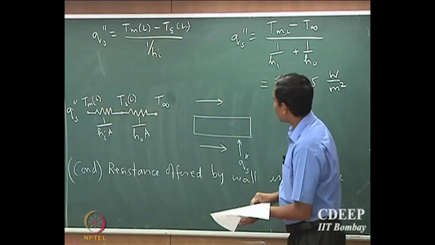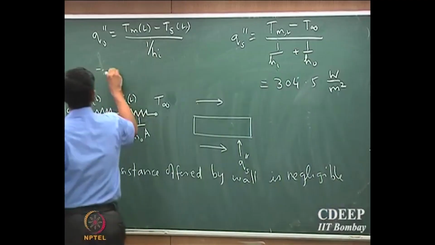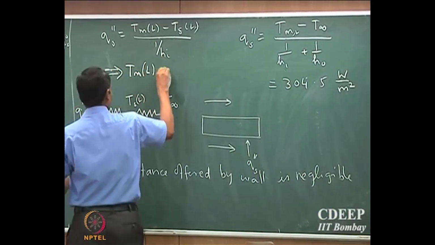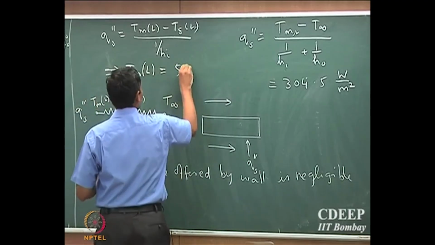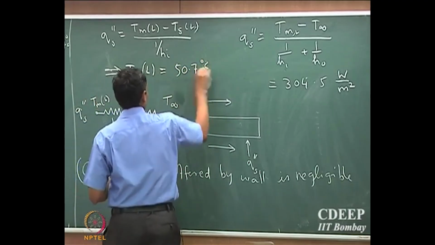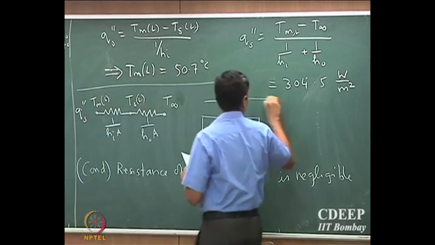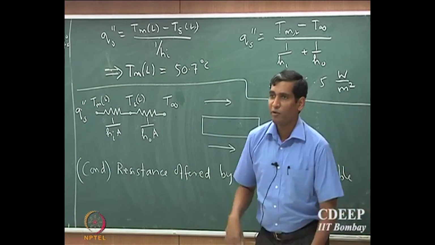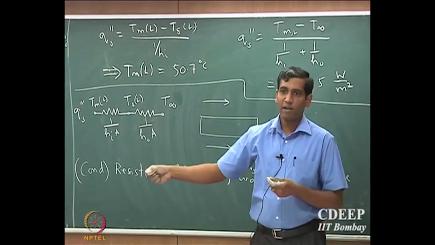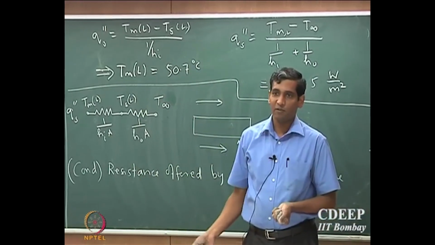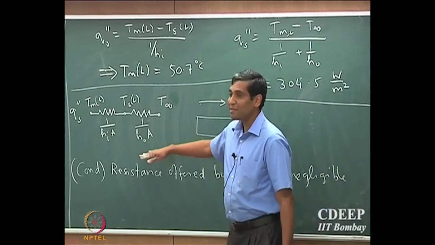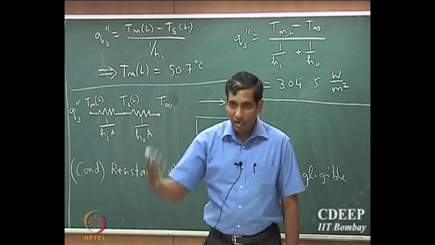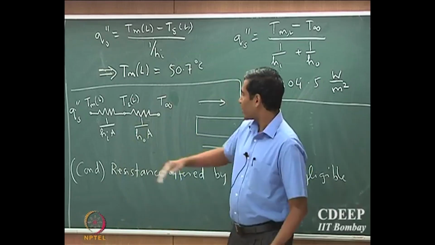Okay. So, from this I can calculate Tm of L, it is equal to 550.7 degrees. Okay. So, that is the temperature of the fluid at the location where the fluid is leaving the tube at L. Okay. So, remember that the resistance concept that we actually developed and discussed in conduction topic actually comes very handy.